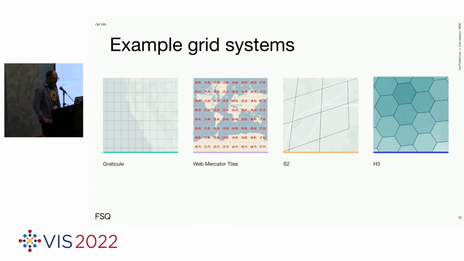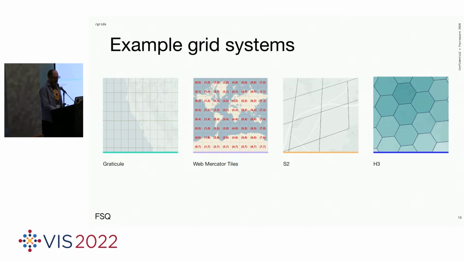Some example grid systems that you may be familiar with. Probably the most basic is the graticule, using lines of latitude and longitude as a sort of basic grid to divide the world up. And you can use that for indexing as well by reducing the precision of the latitude and longitude values. But it has a lot of downsides. It's not really built to be a discrete global grid system. It's built for other purposes. And your reduced precision is hard to model in many cases. I can talk more about that later.